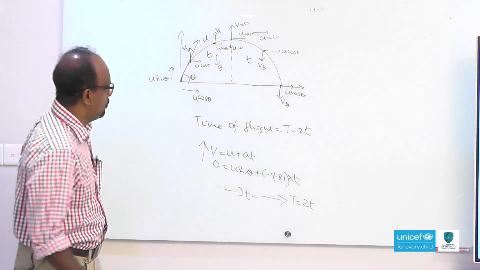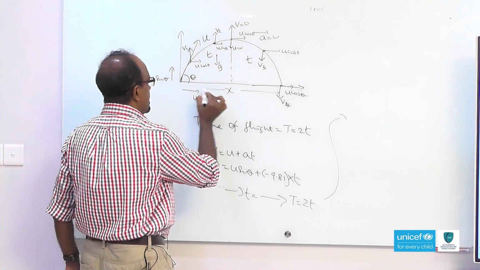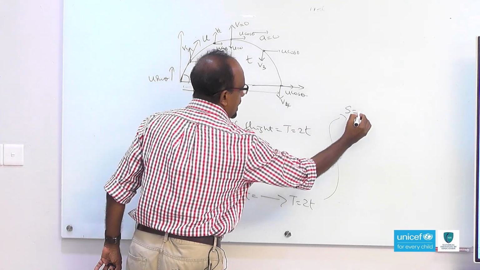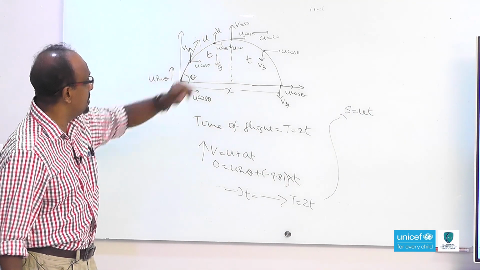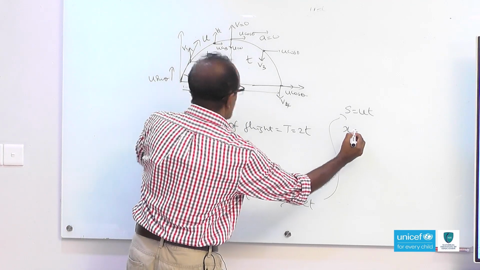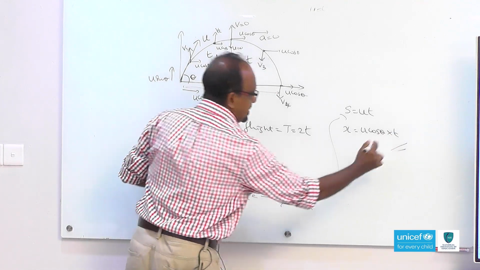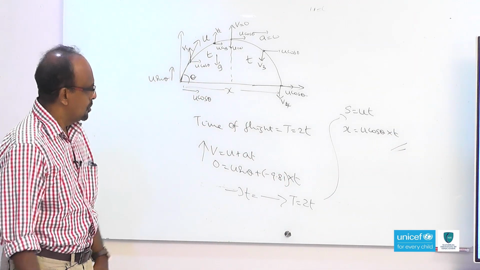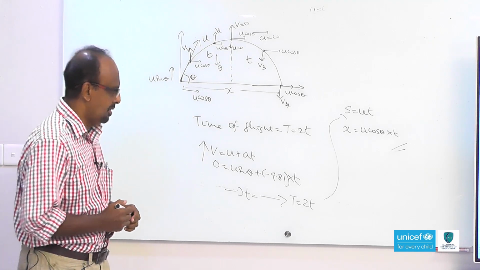If you know the time of flight, you can find the horizontal range very easily, because we can use directly s equals ut, because horizontal acceleration is 0. So, x is equal to u cos theta times t. So, that is the horizontal range. Many questions ask these two parts, right.